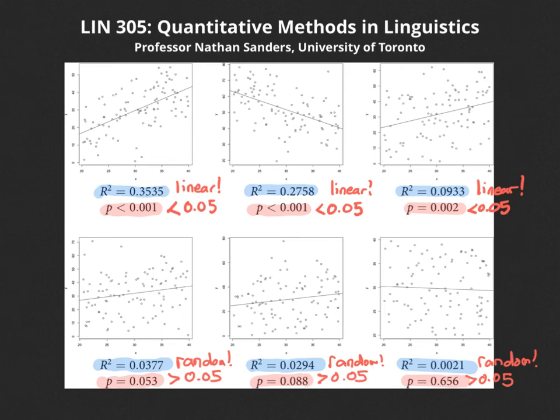If we consider the data in the upper right, we see that the R-squared value is somewhat low. Only 9% of the variation in the data is explained by the linear model. That leaves 91% of the variation in the data that's still unexplained. However, we still have a significant p-value here. Therefore, there is some underlying linear relationship.